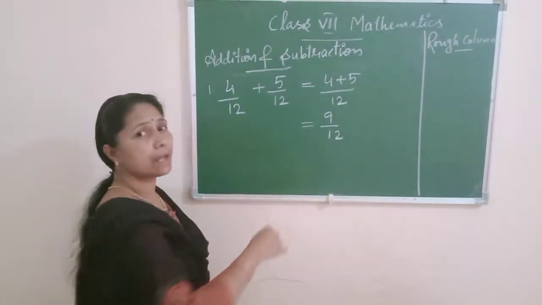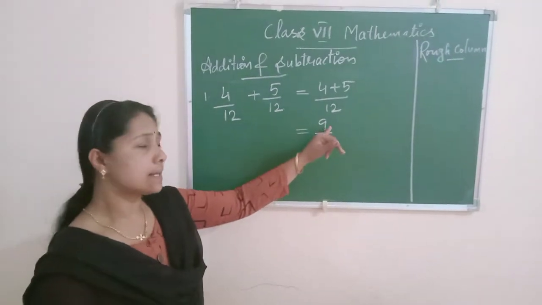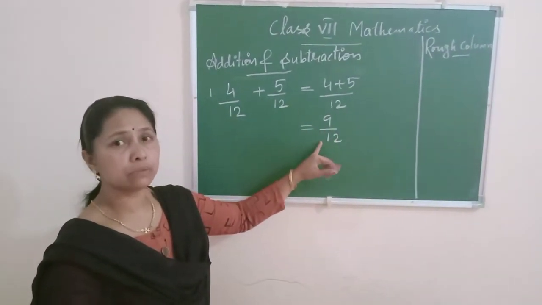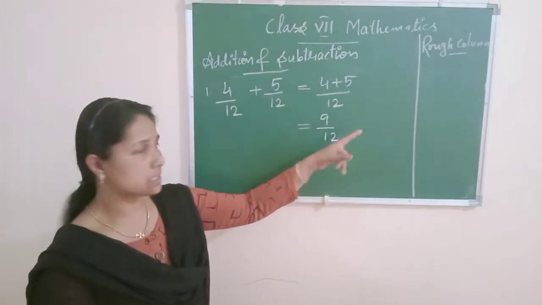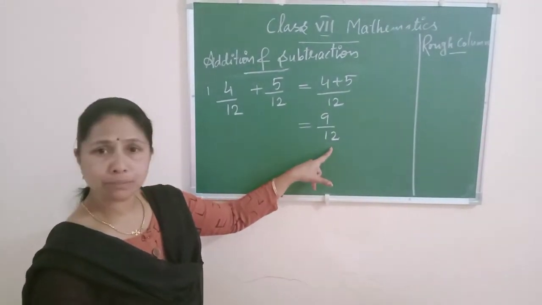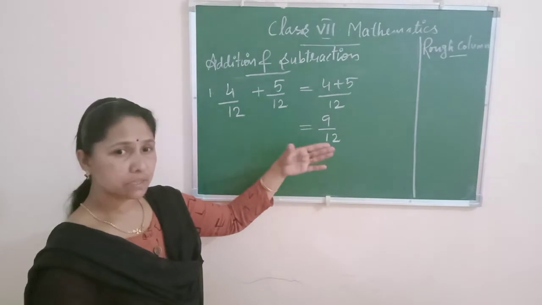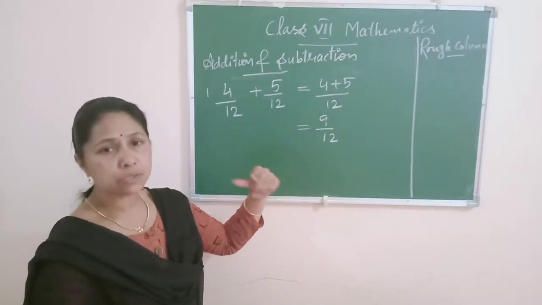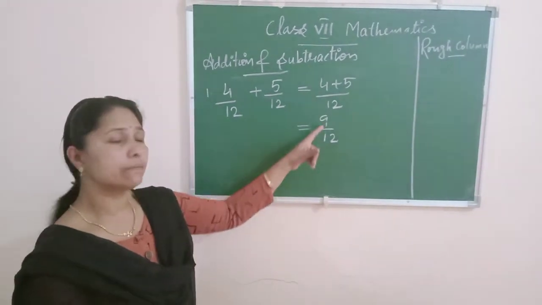After getting the answer, you have to check whether the answer is improper or not. If your answer is improper, you have to convert it into a mixed fraction. Check the answer 9 upon 12: it is not improper, it is a proper fraction. After checking that, you have to check whether it is in lowest terms or not. If it is not in lowest terms, you have to reduce the fraction to lowest terms.